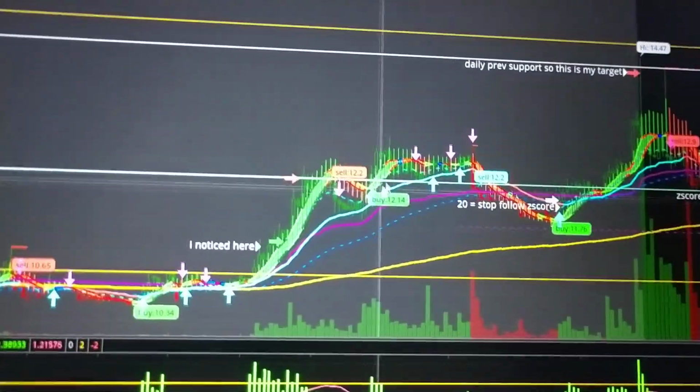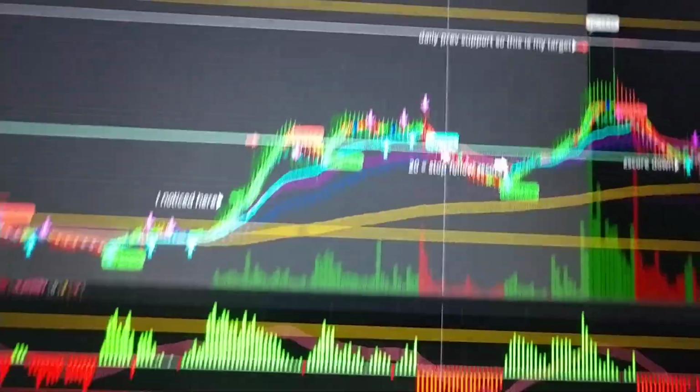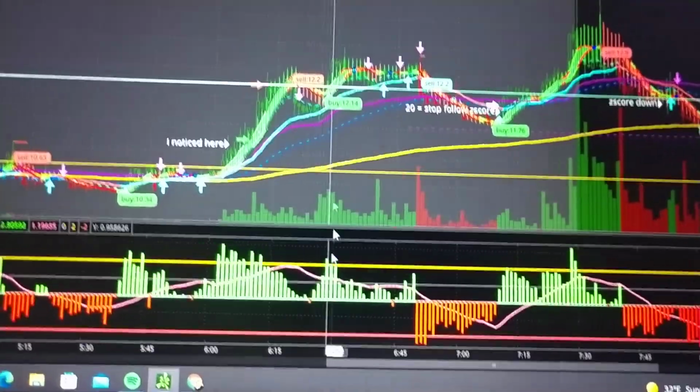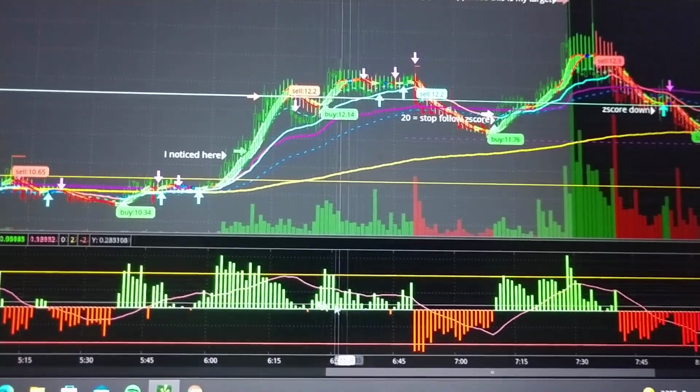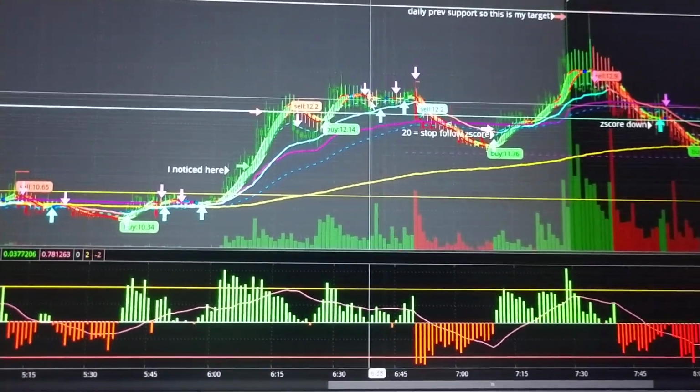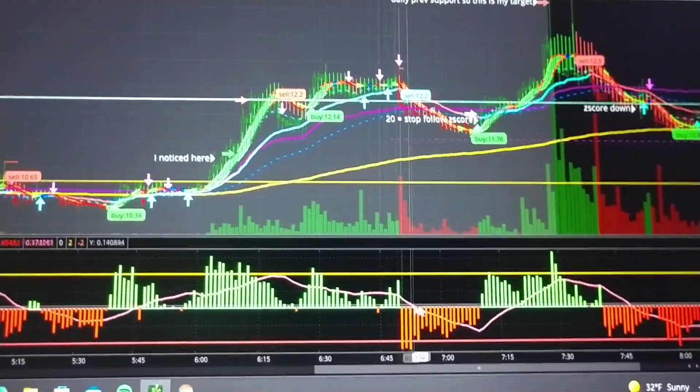Well, it came down to the 20 and it popped back up, and it just did some choppy stuff. So at that point, I didn't get in on any of these signals because my Z-score was pointing down, and it wanted to come down lower.